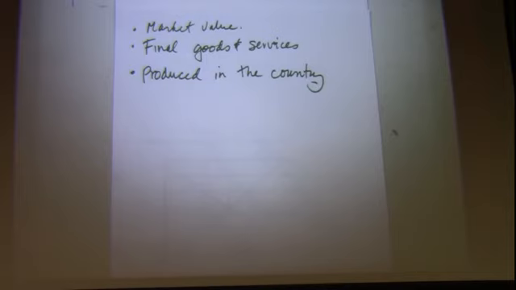So we subtract all our imports. And businesses can import. Governments can import. So we can have imports from all over the world by any agent in the country. And we say, that wasn't produced in Canada. We have to subtract those numbers. So gross domestic product has got to be product that was produced in the country.